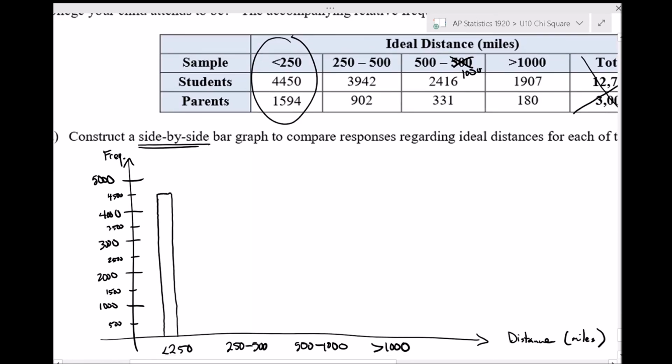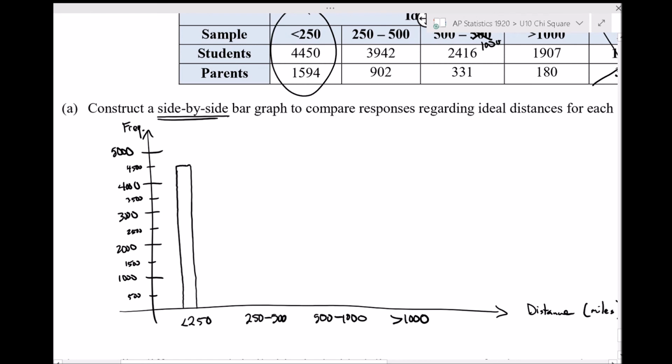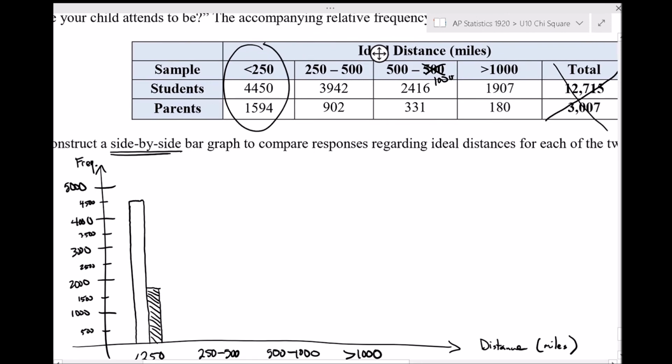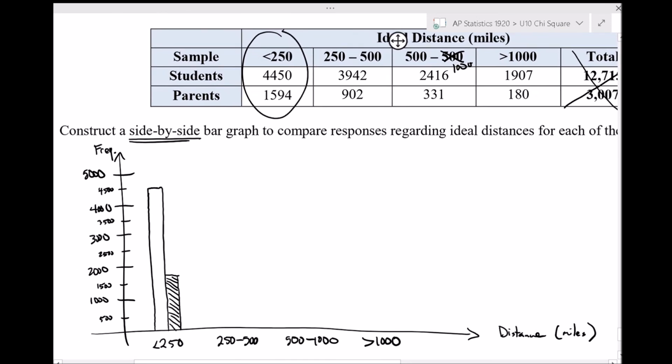I don't know why that keeps zooming out like that. So 1,594, very close to the 1,500. I'm going to shade in the smaller one because I want less shading. And the parents one looks like it's going to be a lot smaller for that one. Yeah, because the sample size for parents was a lot smaller.